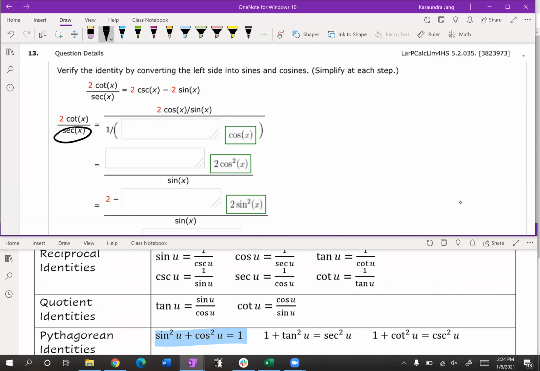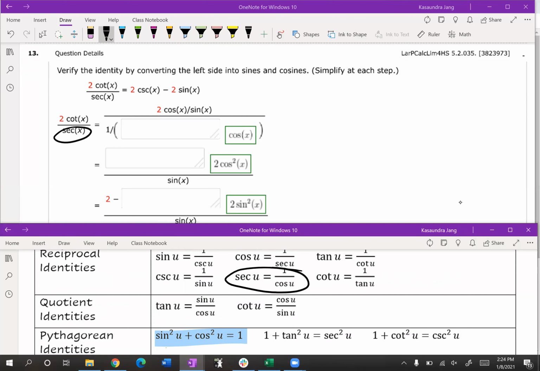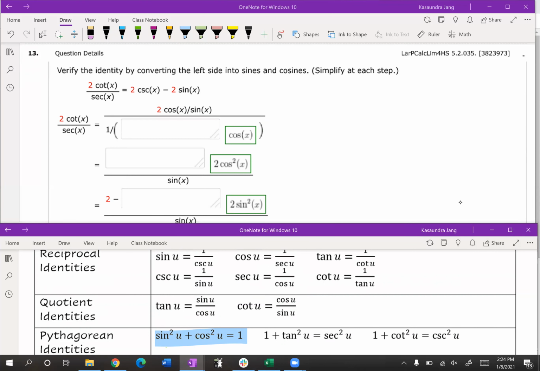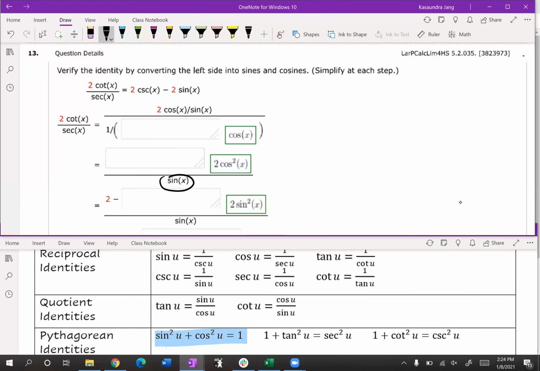Secant, though, they want it all in terms of sine and cosine. Secant, if I look at my little identity sheet here, secant is 1 over cosine. So I see 1 over, and I have to fill in the cosine of x. Okay, 1 over cosine for secant. And then after that, I see just a sine in the denominator. I don't see this 1 over cosine.